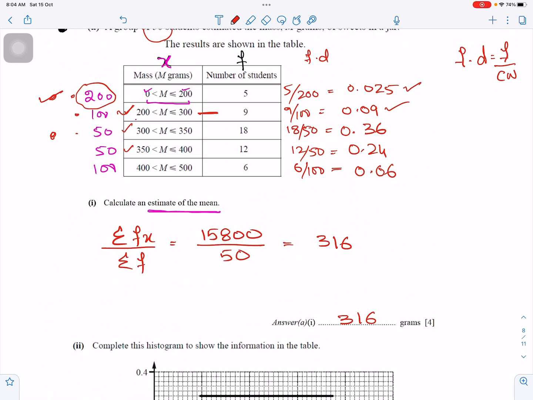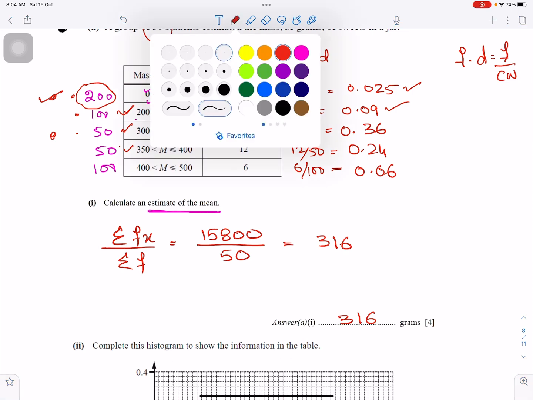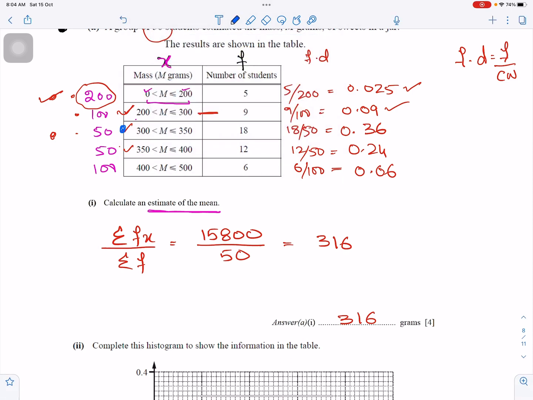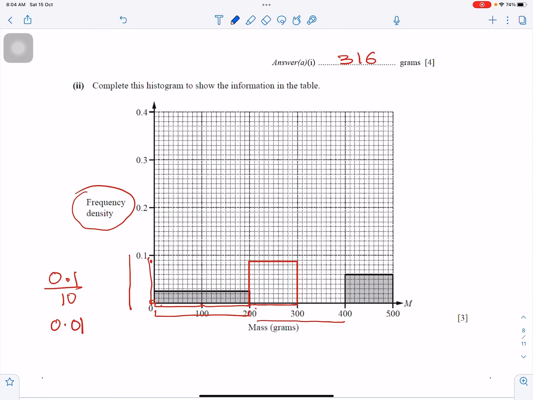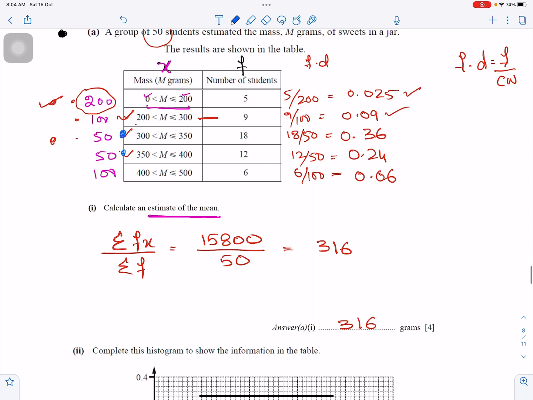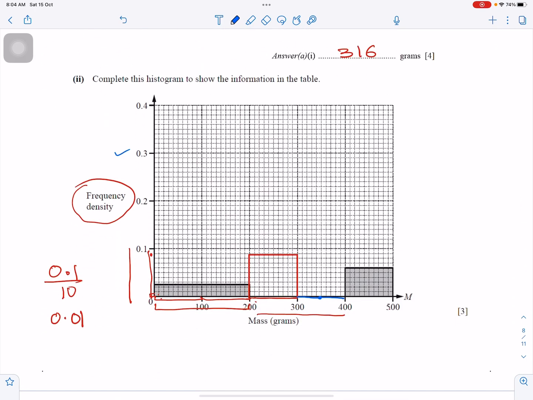Now let's see for the other two. They both are for 50. This one is for 50 and this one is for 50. It means the width of the bar will be half of the box. Okay, from here till here and then from here till here. Now we have to see the height. So for the first one, between 300 to 350, it is 0.36. Now 0.3 is coming till here. So 0.36 will be 1, 2, 3, 4, 5, 6, here.